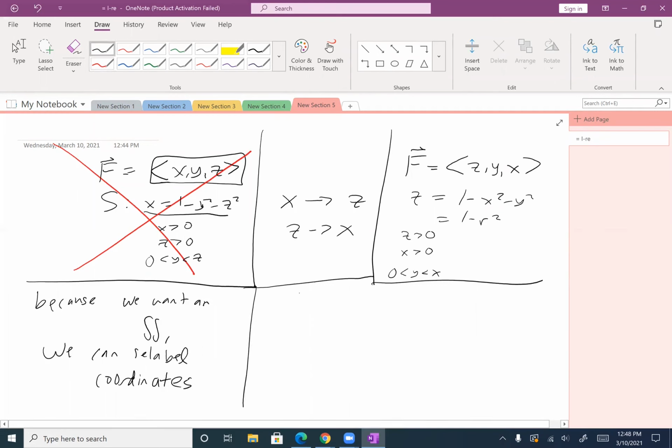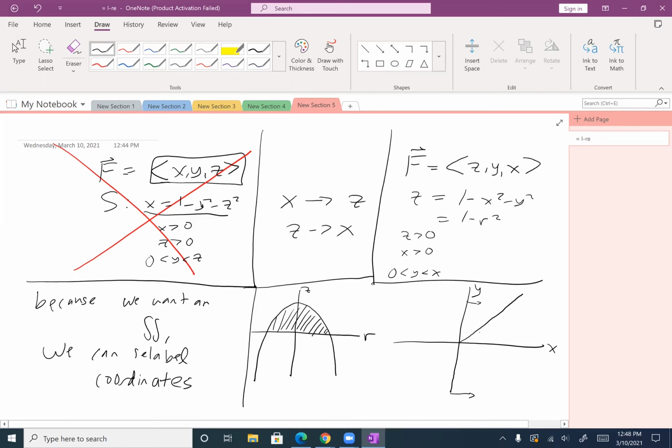So let me just draw what's going on here. I'm going to first plot z versus r. It's 1 minus r squared, so I'm going to have this paraboloid. And because z is positive, we know it's just the upper part. Then I'm going to draw the xy plane. We know that x is positive, so we just need this part of the plane. And we know y is less than x, so it'll be this region here.